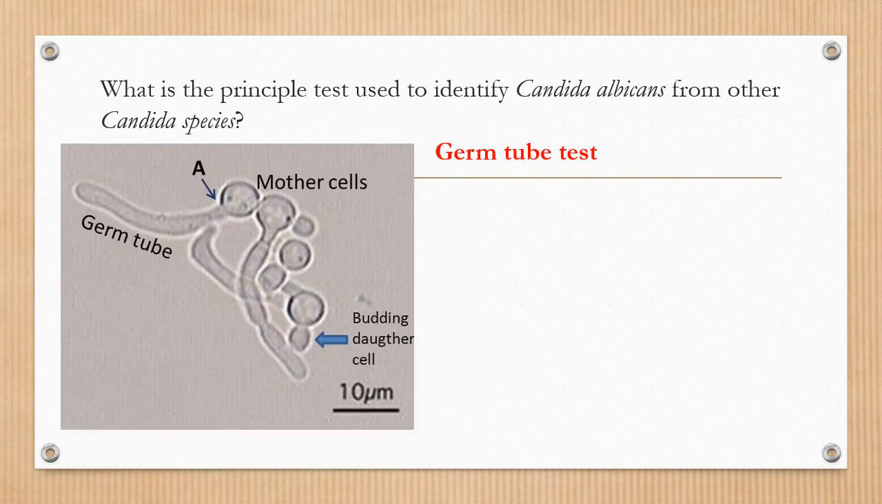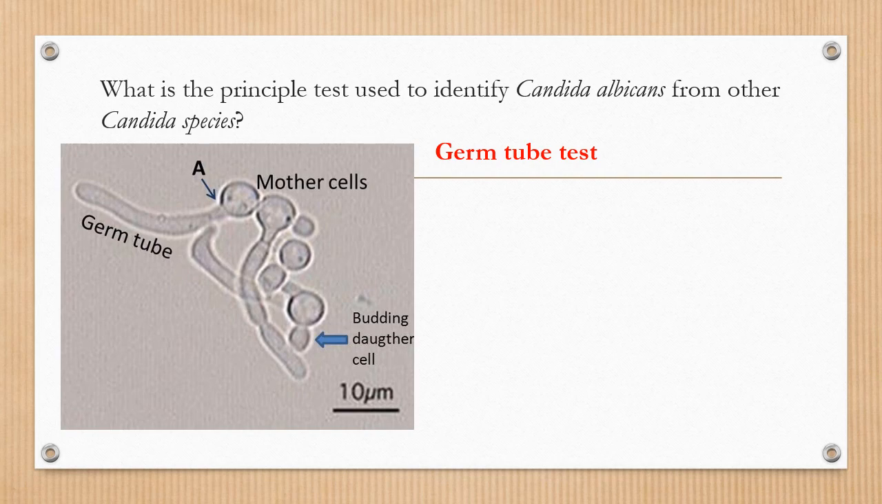So after suspecting yeast, we need to confirm. And the idea of doing additional tests, although we are almost 100% sure that this is yeast, is that we want to take it to the next level, which is identification at the species level. And this is an additional test that we do, which we call the germ tube test.